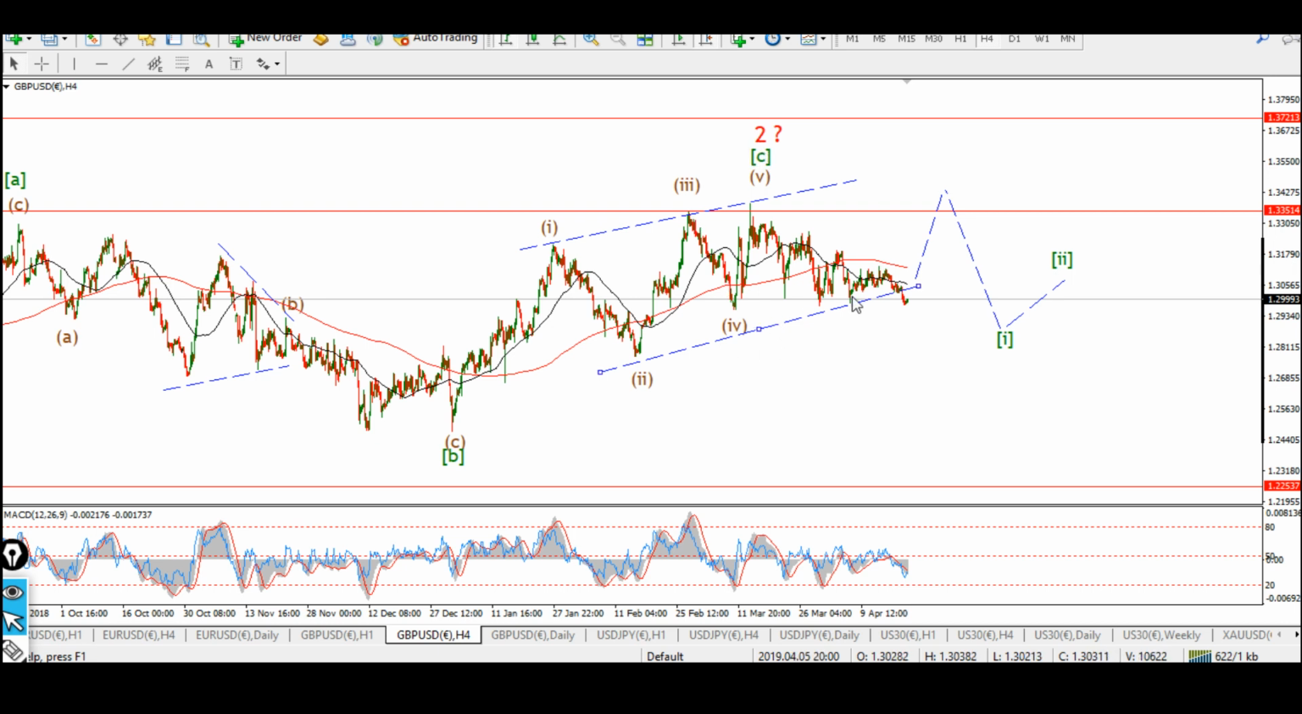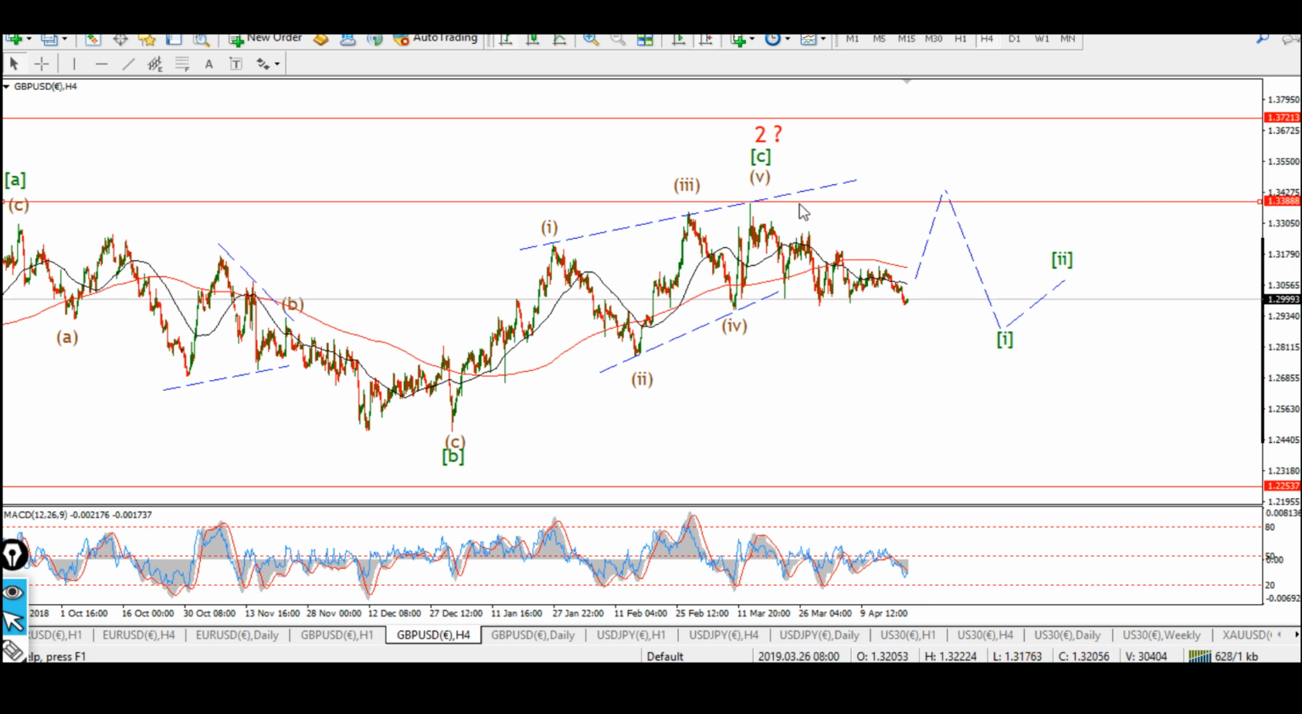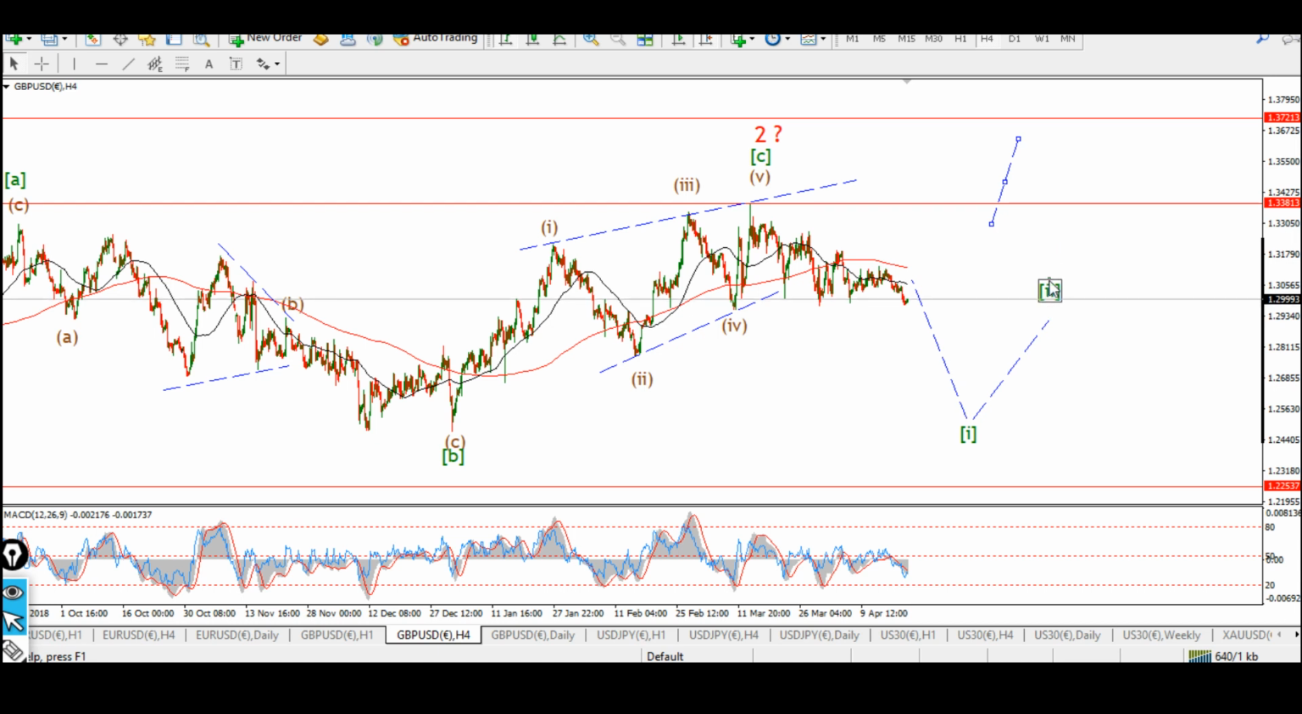So we may well have that C wave ending diagonal complete at that recent high, that would be 133.80 or so, and we should be working on a wave 1 down right now. And if that's the case, well then, if eurodollar is about to turn over and accelerate lower, well then there's every possibility that cable's going to do that too.